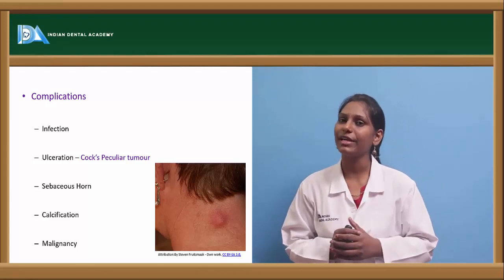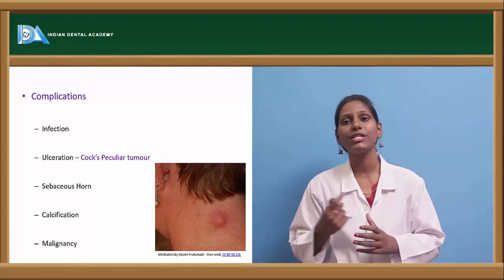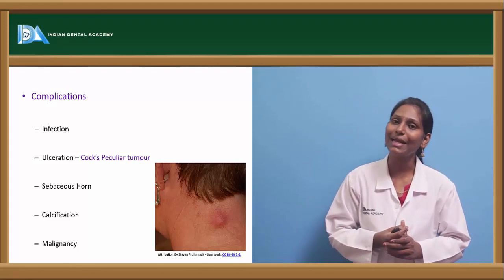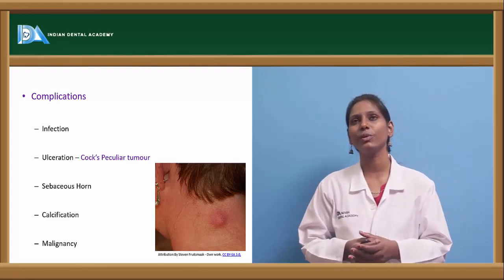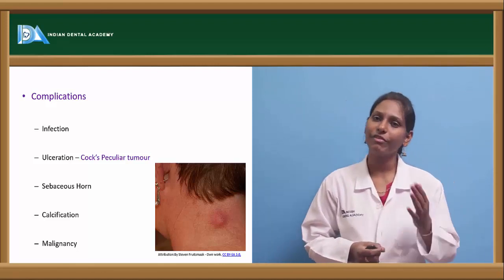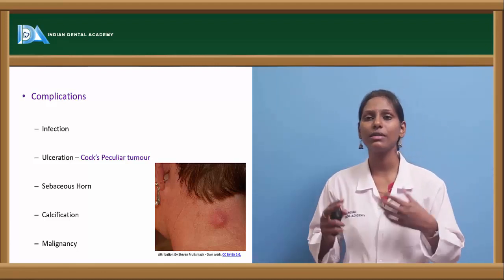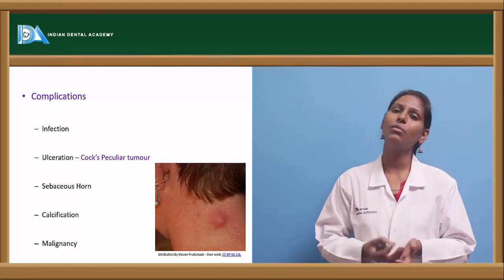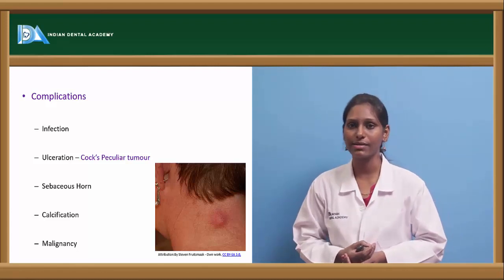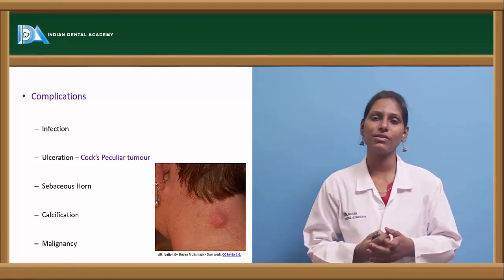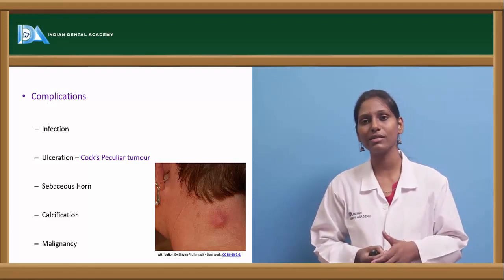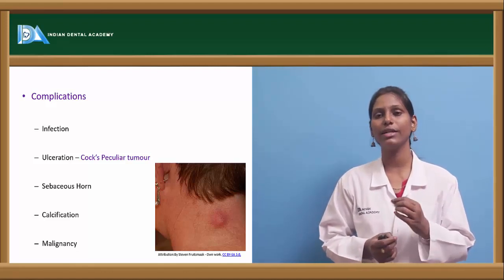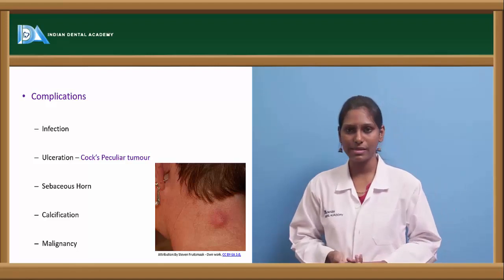And we can see calcifications as one of the complications in case of sebaceous cyst, and malignancy. However, malignancy is not so frequently seen. Usually, very rarely seen. If at all we see this kind of sebaceous cyst turning into malignancy, most commonly it would be a basal cell carcinoma. Usually sebaceous cysts don't have so much of malignant transformation. If it has, it usually comes out as a basal cell carcinoma.